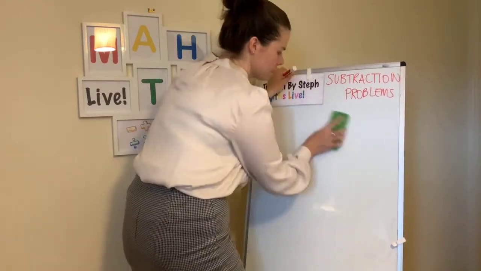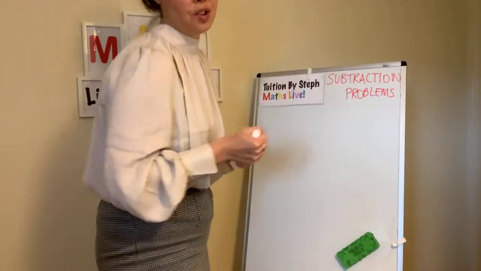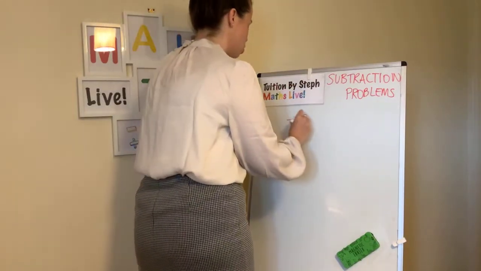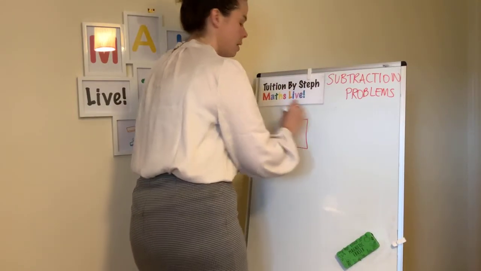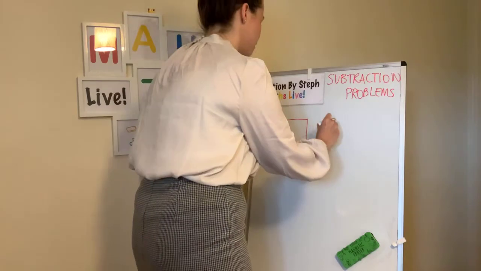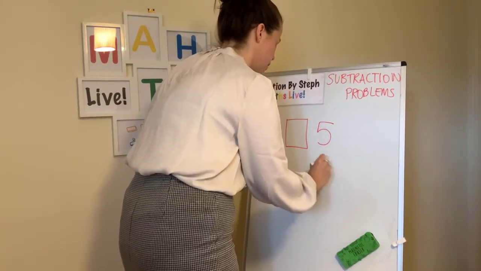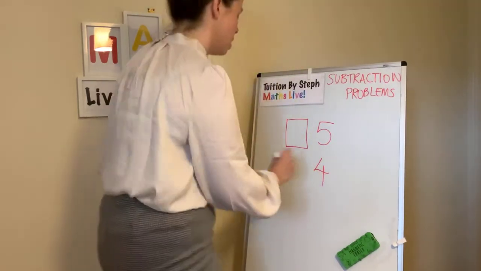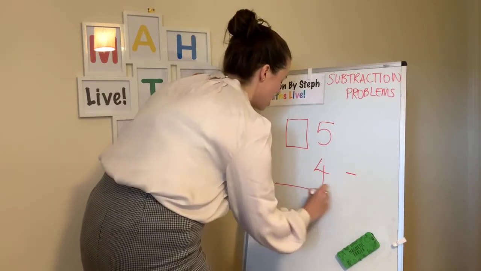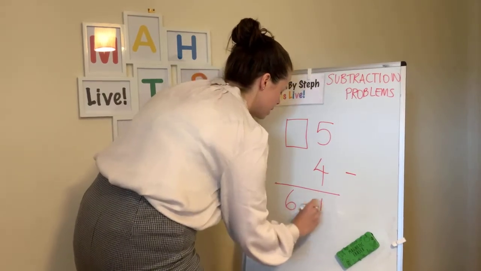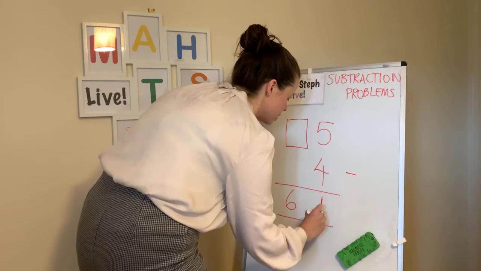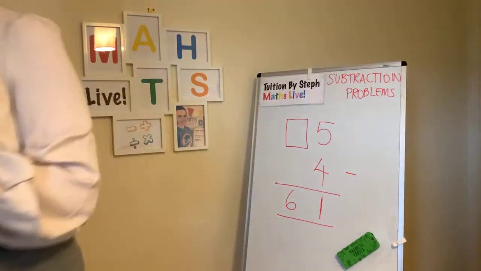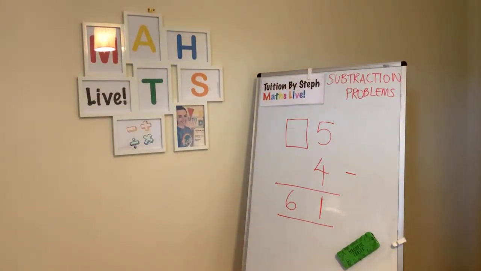Hope that makes sense. I'm going to give one for you to try now. So we've got something. Okay. 5 and 4 is underneath. We're going to subtract, and our answer is 61. Our answer is 61. Give that a go. See if you can work out the missing value.